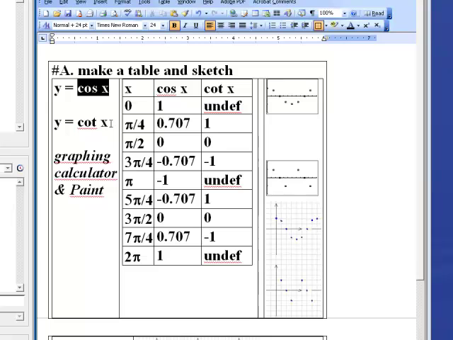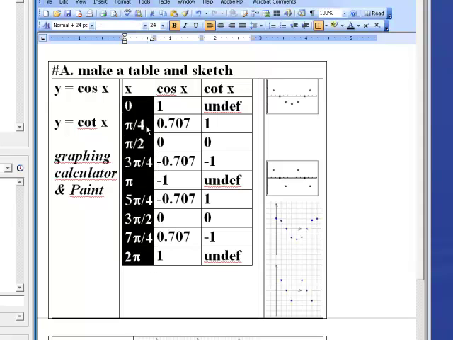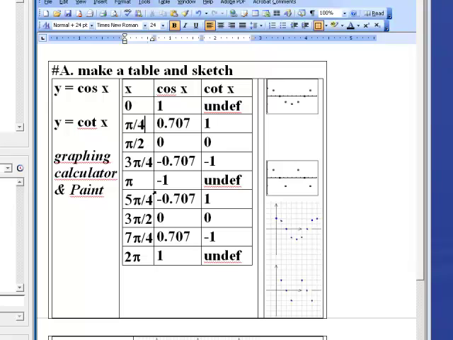are cosine of x and cotangent of x. Here are the x values in radians, so 0, pi over 4, pi over 2, 3 pi over 4, pi, and so on. I put them already in there, and I calculated the cosine of x here. By now we have them memorized, so we have 1, 0.707, and negative 0.707. We're in quadrant 2 here, and the cosine has become negative. Of course, when I graph, I cannot graph more than just 0.7 anyway.